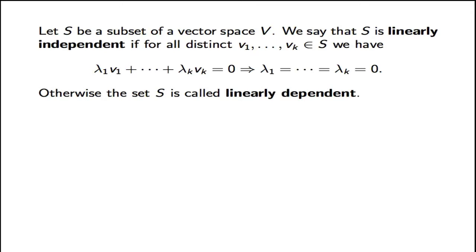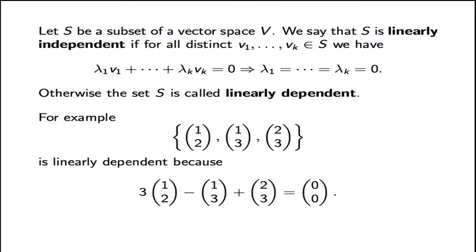So it's going to be linearly dependent if we can find v1 up to vk in S and lambda 1 up to lambda k, not all of them equal to 0, such that lambda 1 v1 plus ... plus lambda k vk is equal to 0. So for example, this set here is linearly dependent because I can find such lambda i's. We can check that 3 times (1, 2) minus (1, 3) plus 2 times (−1, 0) is equal to 0. So the set is linearly dependent.